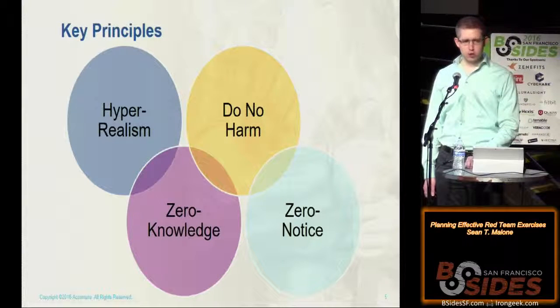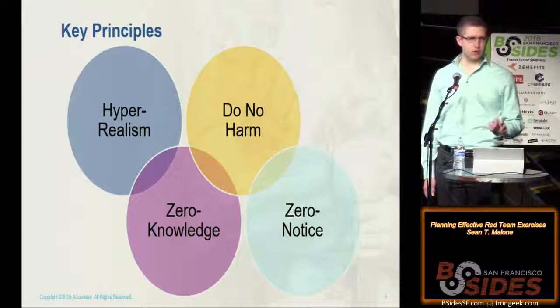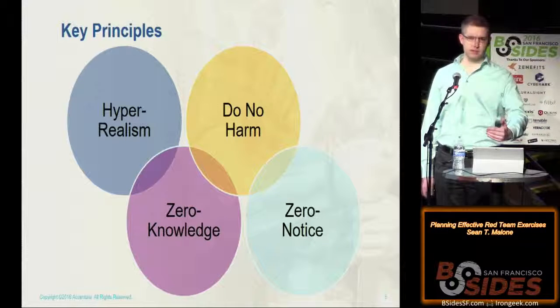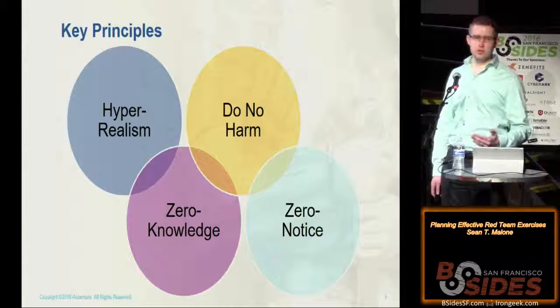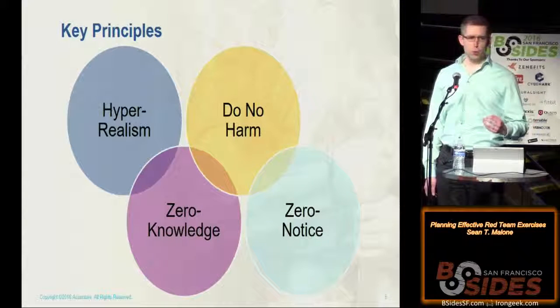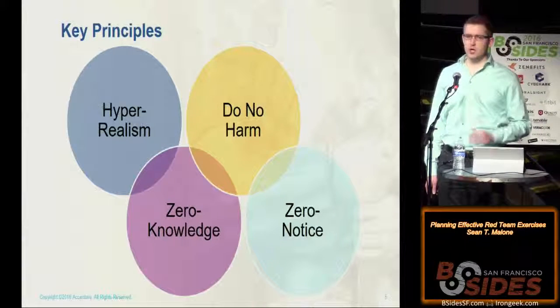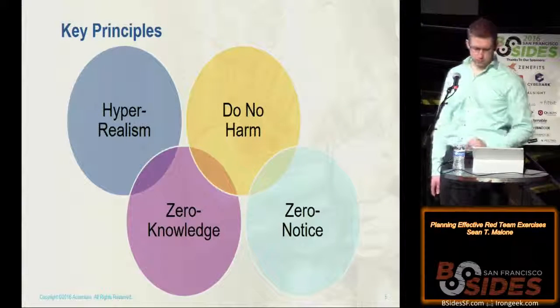As we go along, there are two other principles here of zero knowledge and zero notice. I'll go into those more in detail later, but essentially the zero knowledge refers to the red team's perspective on this engagement. They have zero knowledge about the environment that they're attacking, about where the assets are that they're looking to compromise, and about the security controls that are in place. They're essentially given, here is your target, here is the objective that you're looking to achieve.